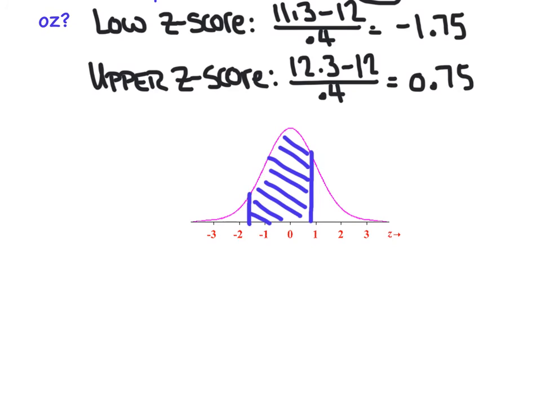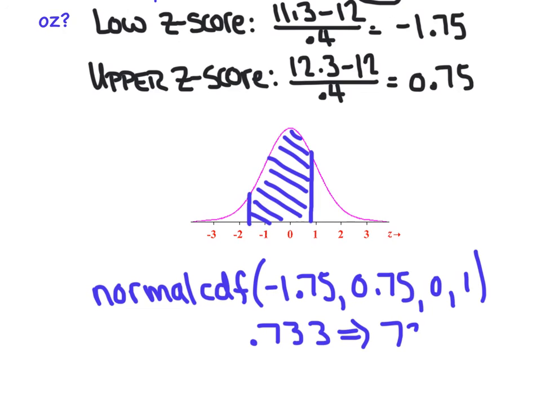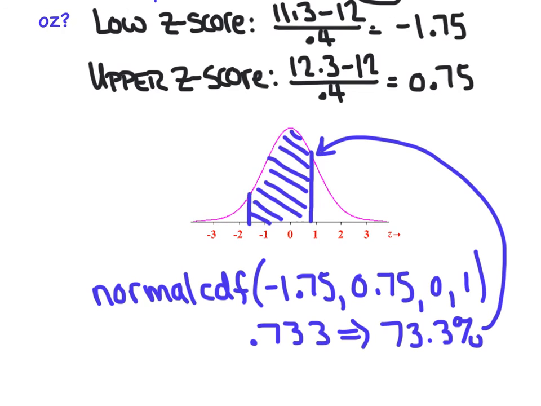Looks like a good chunk of space, so we're expecting a relatively large percentage of the Pepsis to fall in between these fluid ounces. We're going to go normal CDF, in other words, second VARS or second distribution on the calculator. We're going to enter our low score first, followed by our high score or upper score, 0, 1. Final answer, area under the curve is 0.733, which translates to a percentage of 73.3%. And I think that fits, because that corresponds to the amount of area we've shaded.